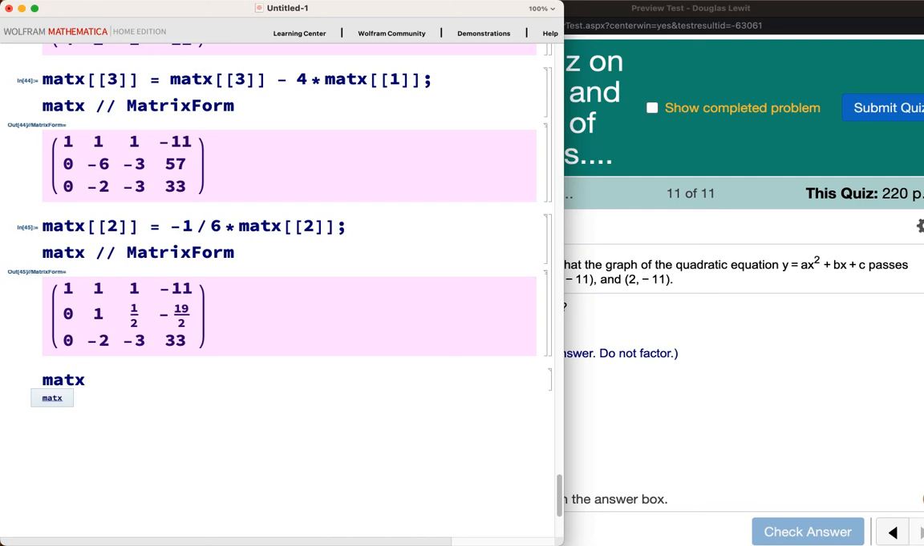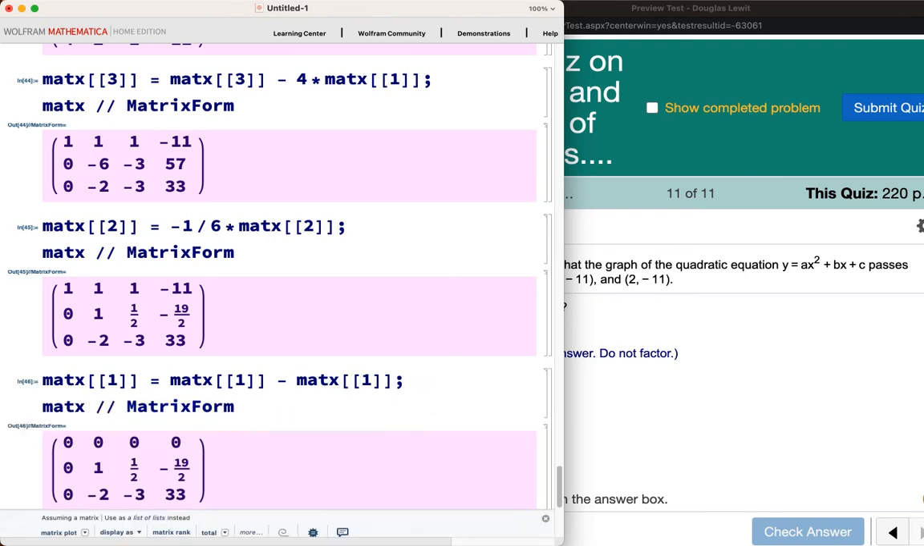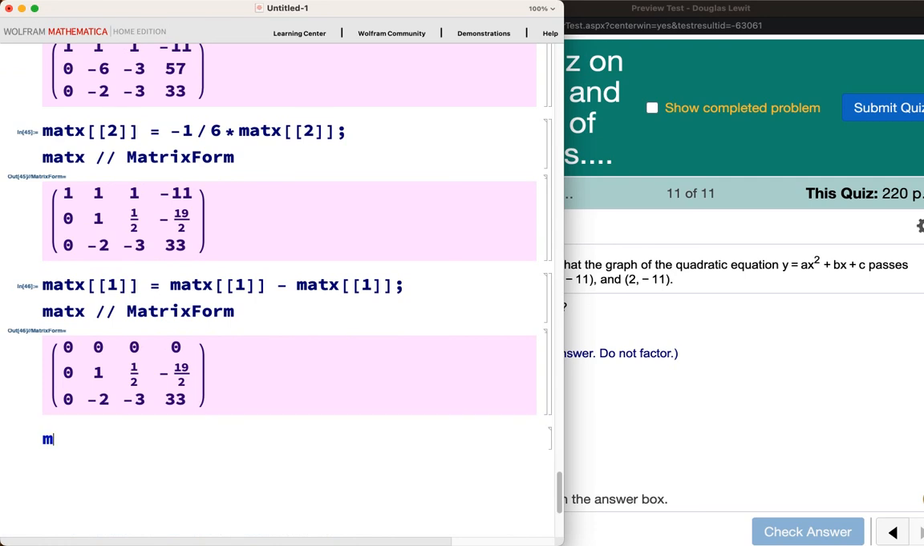So I'm going to do the first row. I'm going to manipulate the first row. So that's going to be the first row minus the second row, because 1 minus 1 is 0, right? And let's see, that looks good. And then I'm going to manipulate the third row. The new third row is the old third row plus 2 times the second row.